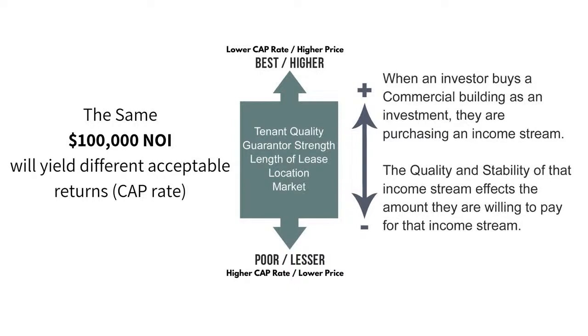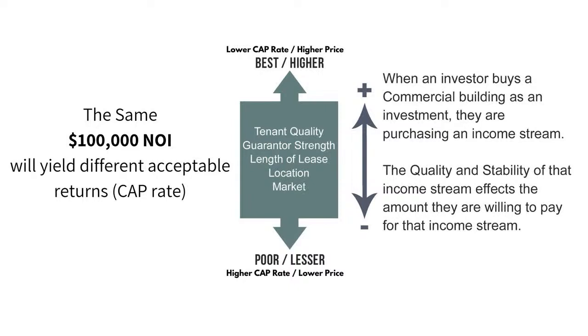Because an investor is going to be buying an investment, an income stream, right? And the quality and stability of that income stream affects how much return I'm going to expect for that. How much time am I going to be spending on this property? How much risk am I taking on? And if that answer is not a lot of time and not a lot of risk, I'm willing to accept a lower return for that, right? So that same one, I use $100,000 in net income.